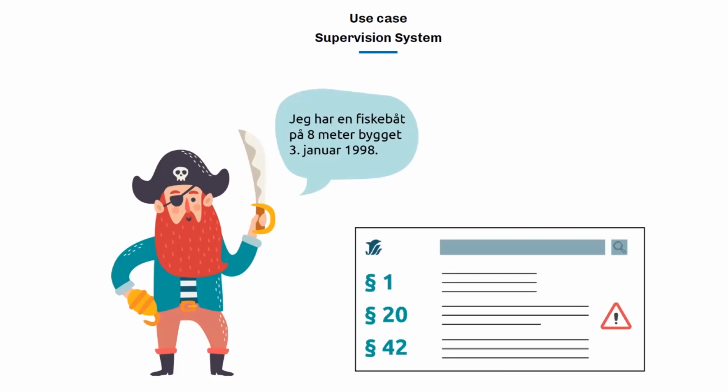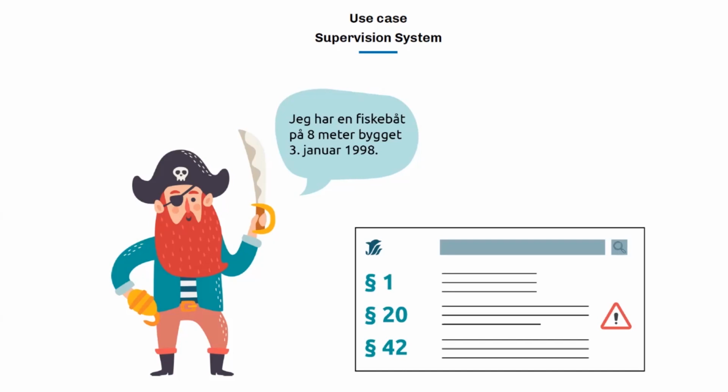So when we have this large knowledge graph with all the data and enriched knowledge in the core base, one of the use cases is an insight portal through the supervision system, where, sorry for the Norwegian, a ship owner could ask the question: I have a fishing boat of 8 meters built on 3rd of January 98. And in that query, we have 3 scopes. So we have fishing boat, we have 8 meters, and we have built 3rd of January 98. So we will take those 3 scopes and filter on that throughout the whole knowledge graph.